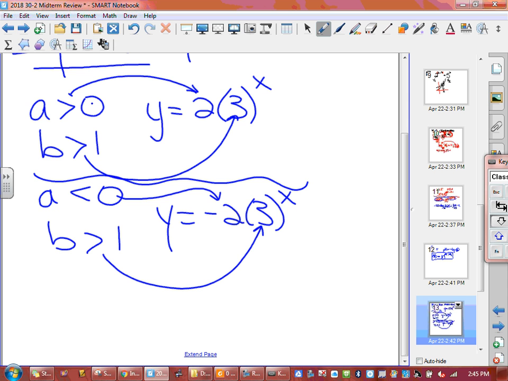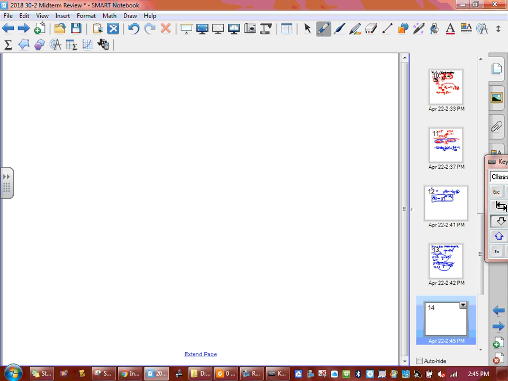Any questions so far? No? These parameters really matter. You have to understand what they're doing. Now, B being bigger than 1, B is the one that controls whether the graph rises or whether the graph falls. So, there's also questions where they won't show you an A value, where they're going to see this.